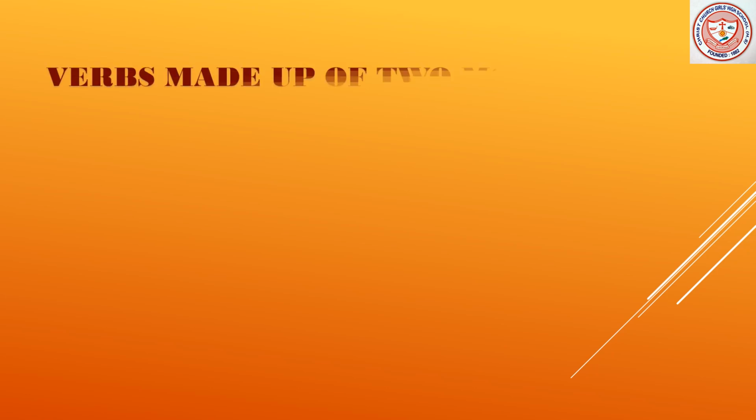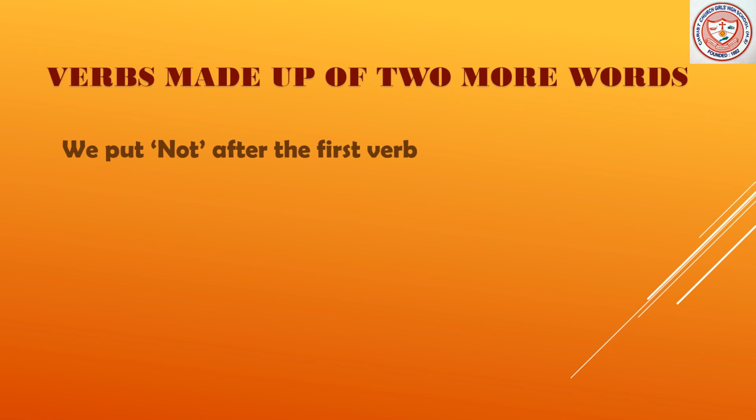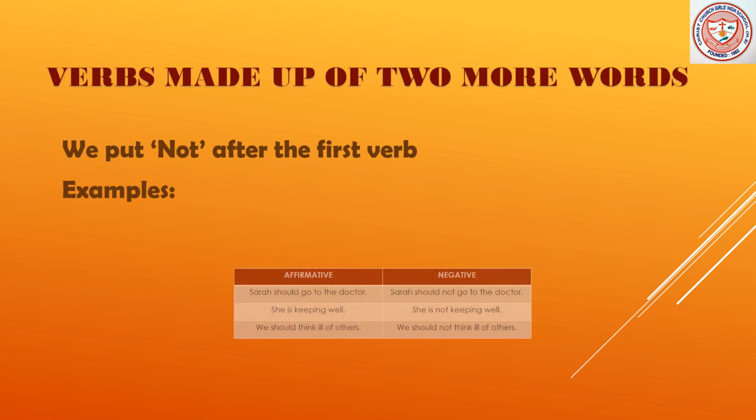Next, verbs made up of two or more words. What is that? We put not after the first verb. That means if we get two verbs in a particular sentence, we always use not after the first verb, that is helping verb. Let's see some examples.